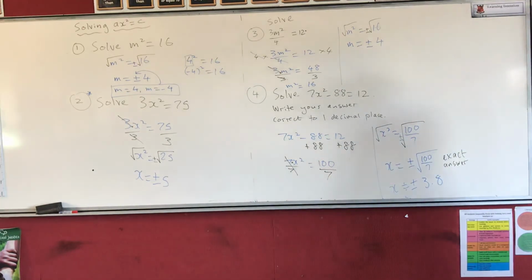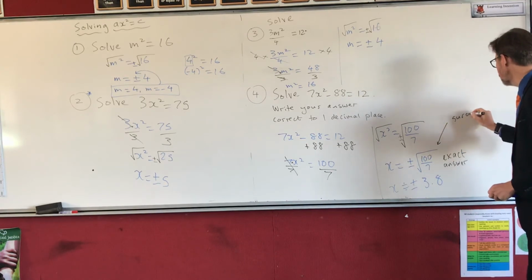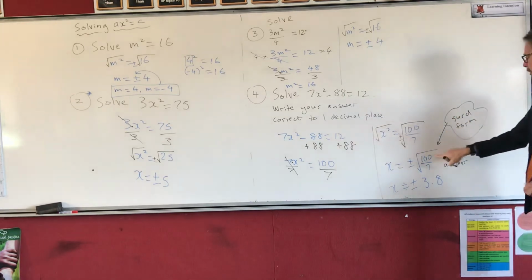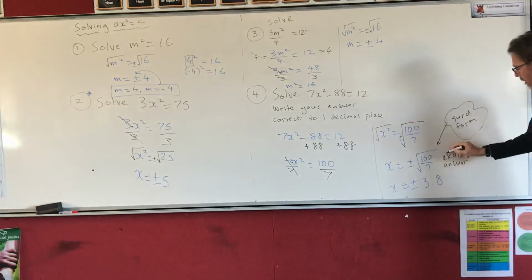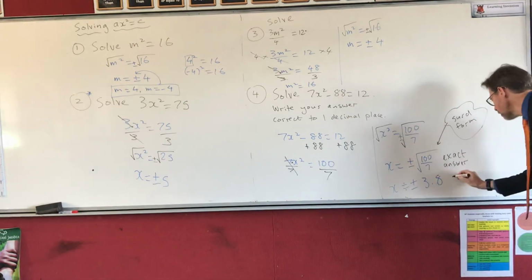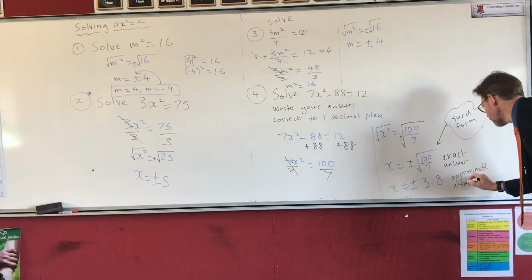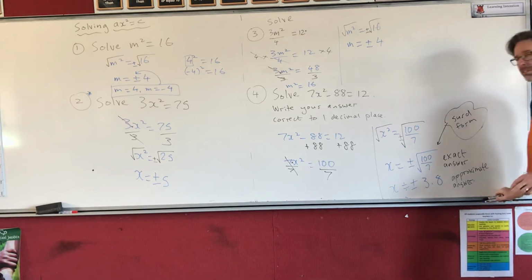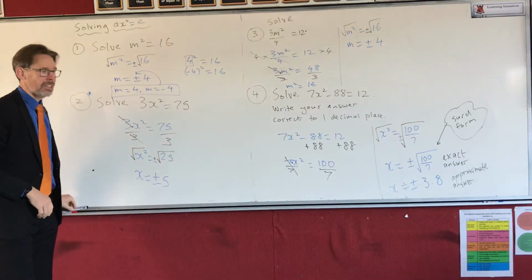Okay, just one other thing. This is also called surd form. So if the question asks for surd form, you leave it as a square root. If the question asks for the exact answer, you leave it like that. This is the approximate answer here, because we rounded it. So that is quadratic equations done of the form a squared equals c. Okay, so that is it.